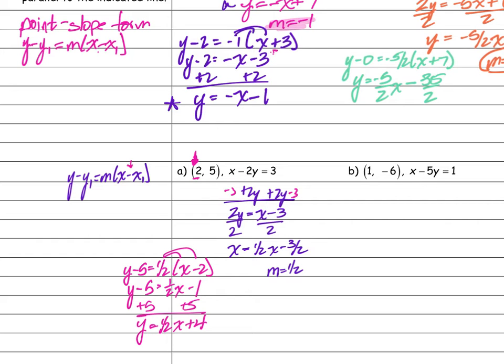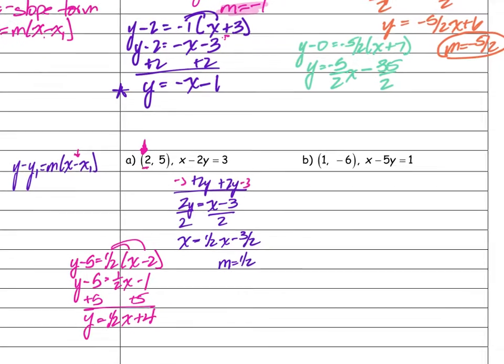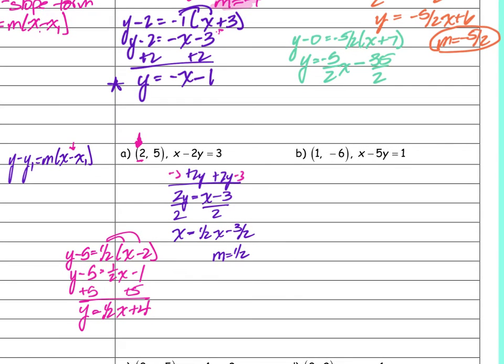And then on the second one, we're going to do the same thing. Solve for y. So I'm going to add 5y, and at the same time, I'm going to subtract 1. So I get 5y equals x minus 1, divide by 5. And y equals 1/5 x minus 1/5.